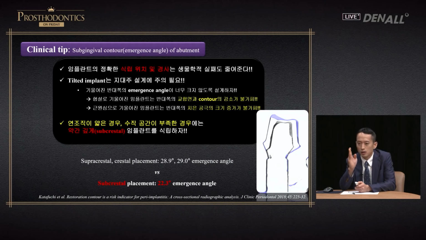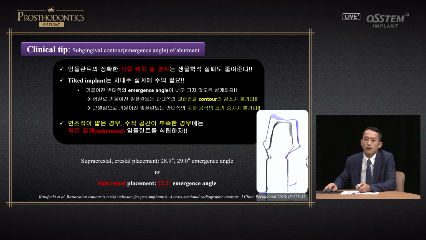If it is tilted mesially, the emergence angle on the distal side should not become big. Therefore, the gingival embrasure on the mesial side, you need to accept that it's going to be big. The deeper you place the implant, the emergence angle of abutment and prosthesis becomes smaller. Therefore, if there's lack of vertical space or lack of soft tissue, it is better to place the implant slightly deeper.